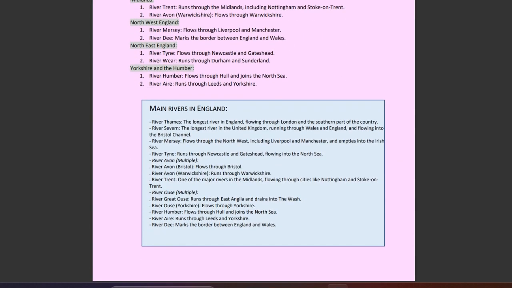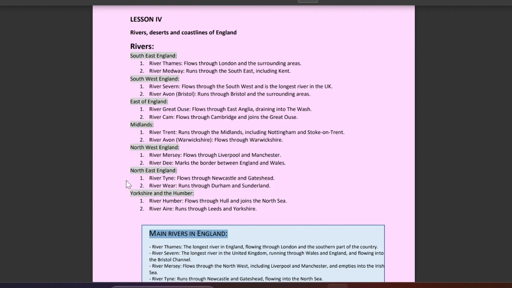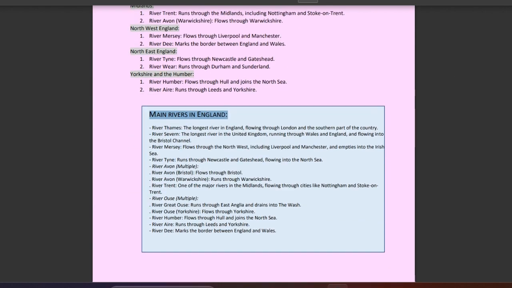The next one is a classification, but according to the importance, right? The previous one was according to the regions. So, main rivers in England. River Thames is the longest river in England, flowing through London and the southern part of the country.